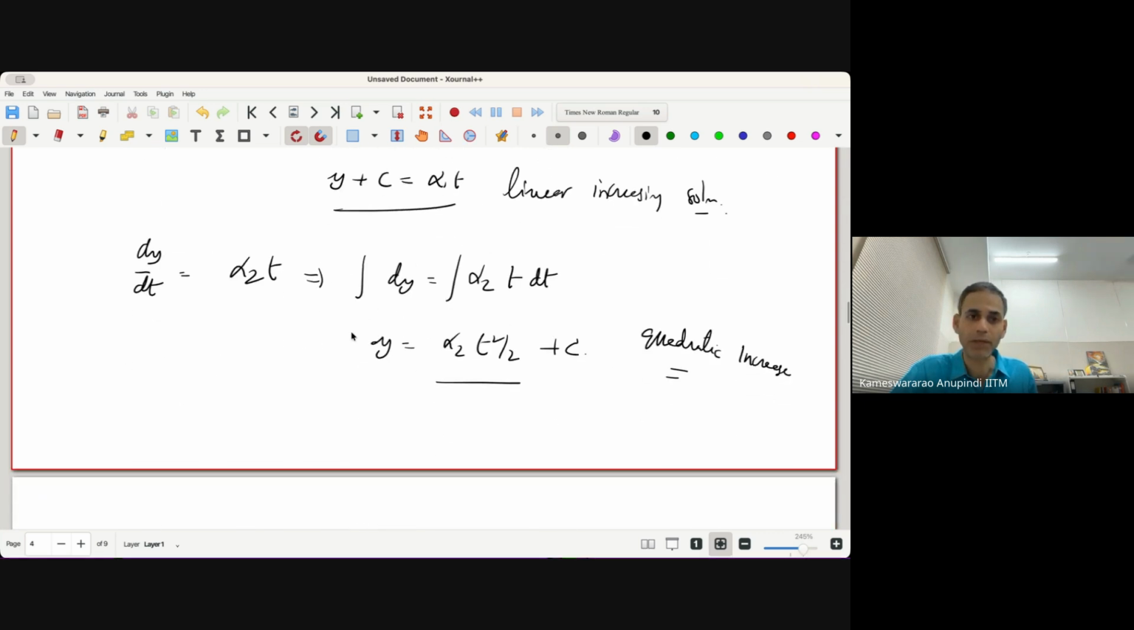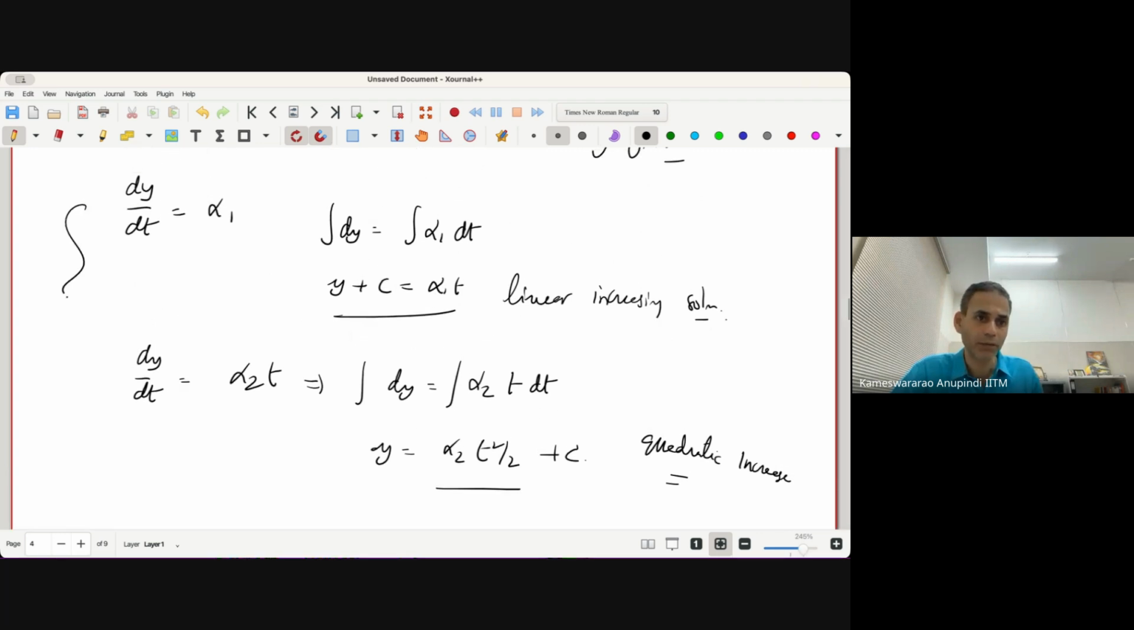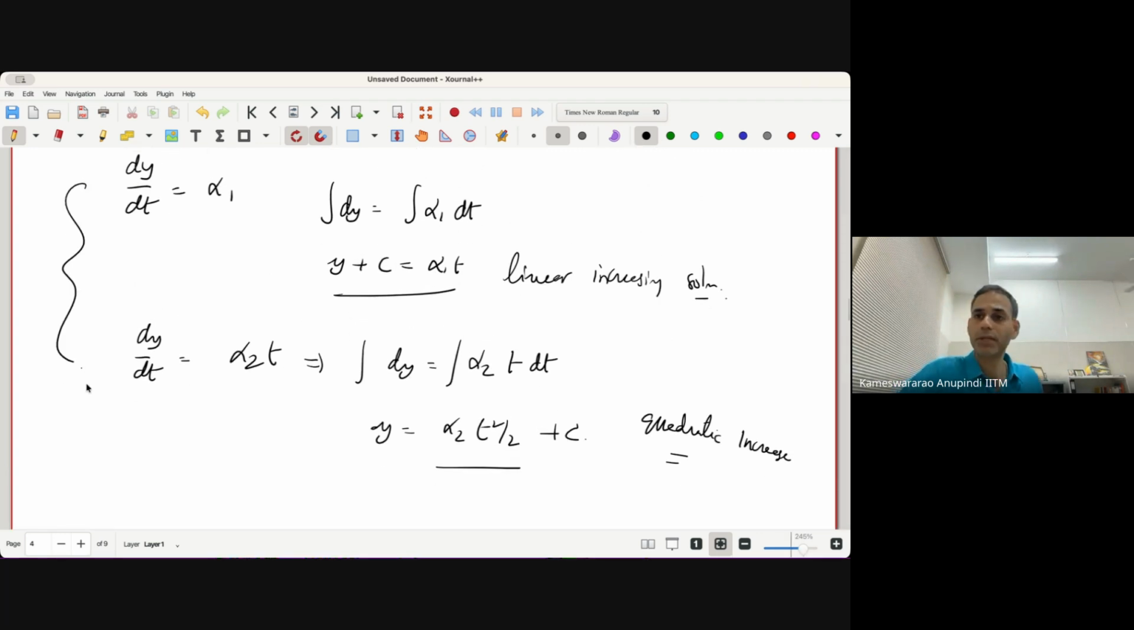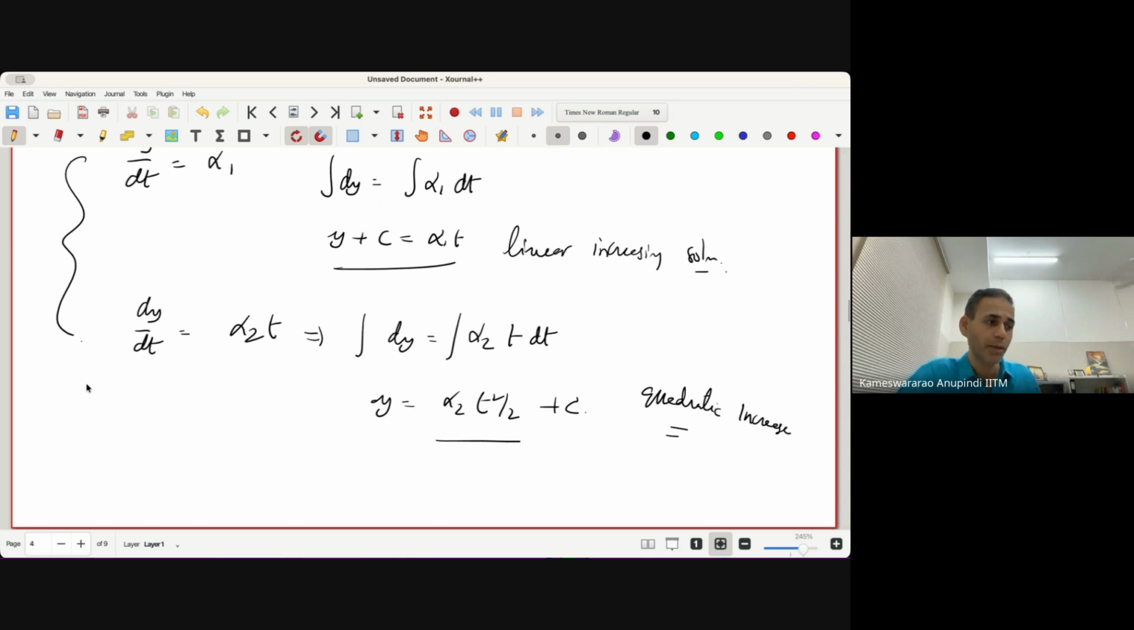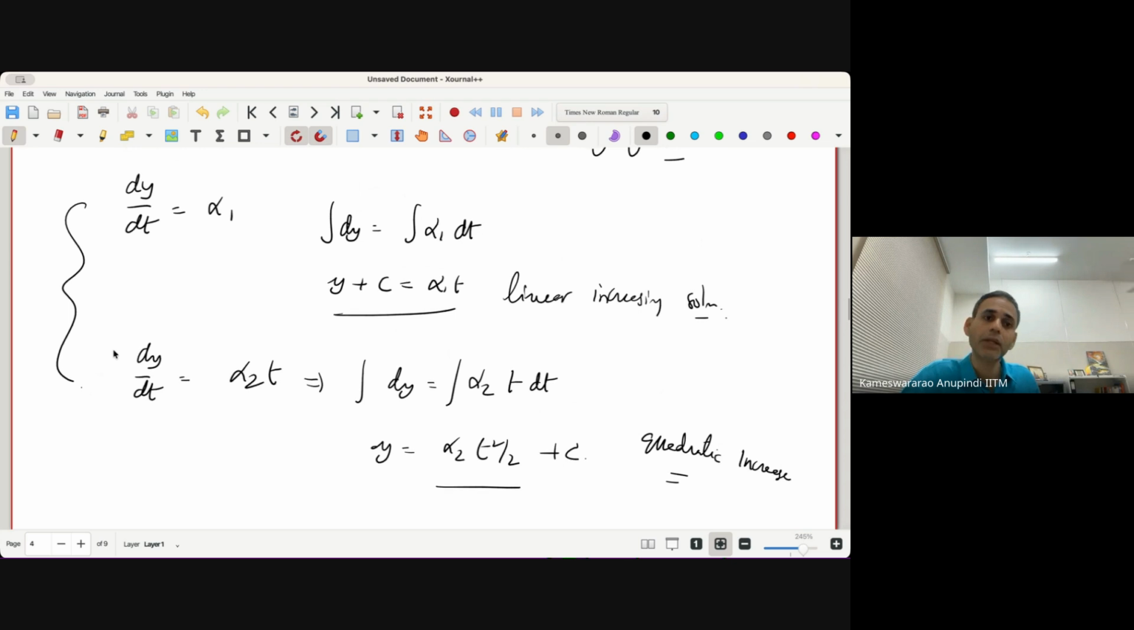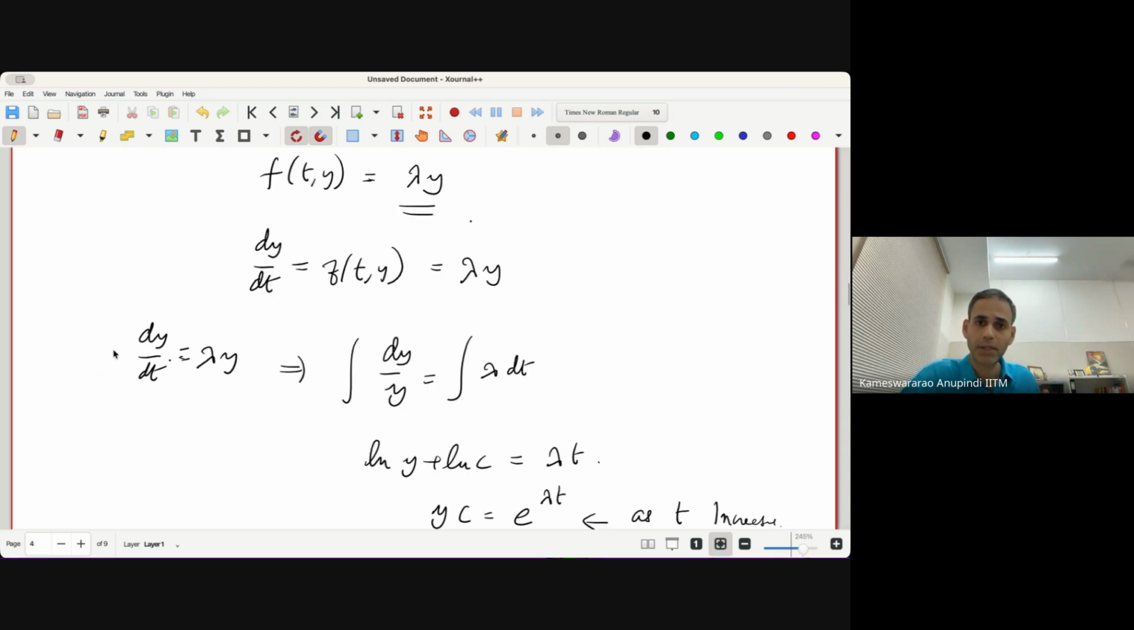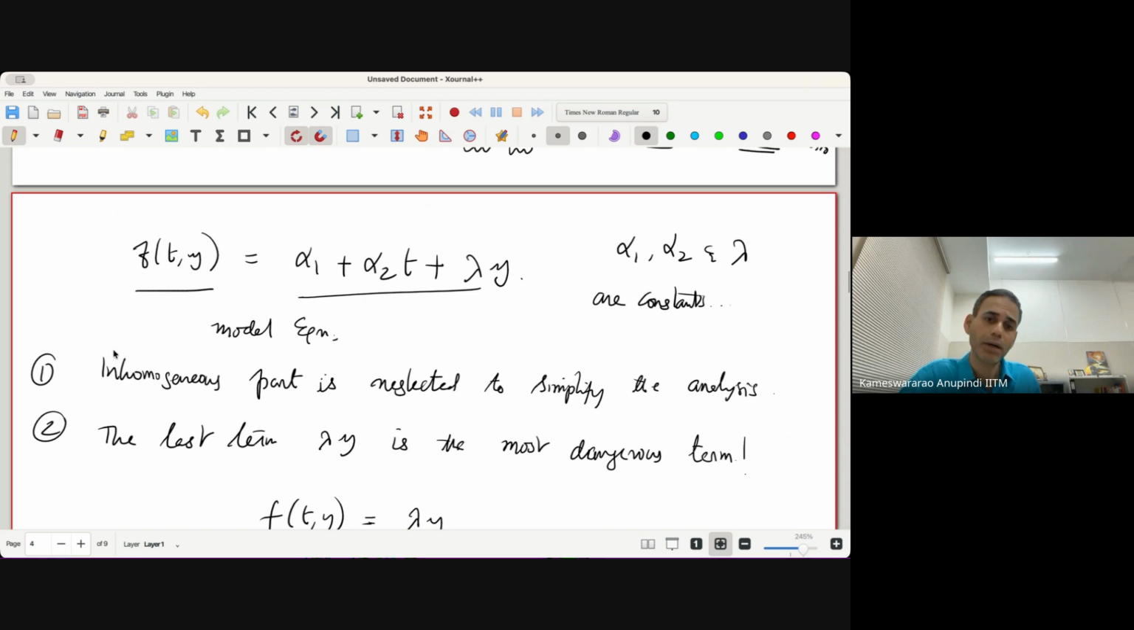So that's why we're not going to consider the effect of the first two terms, the inhomogeneous terms. We call it inhomogeneous because at y equal to 0, the right hand side of this goes to 0, whereas the other doesn't go to 0. As a result, we call this term inhomogeneous.